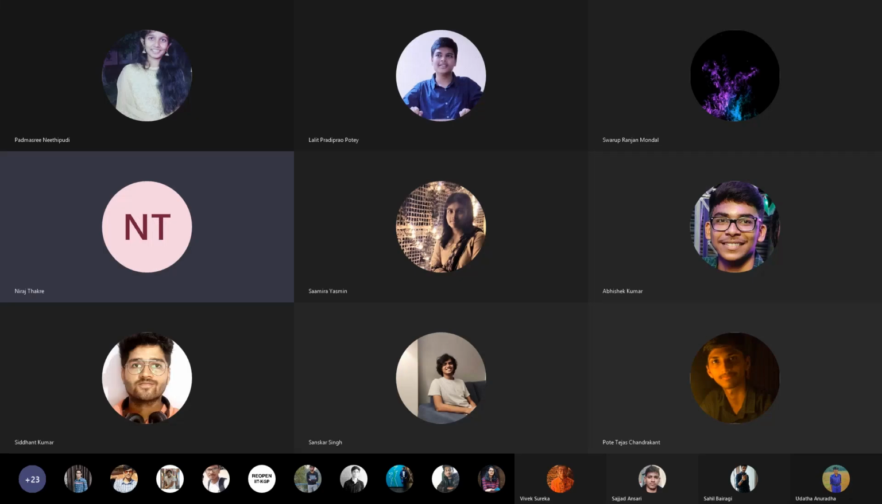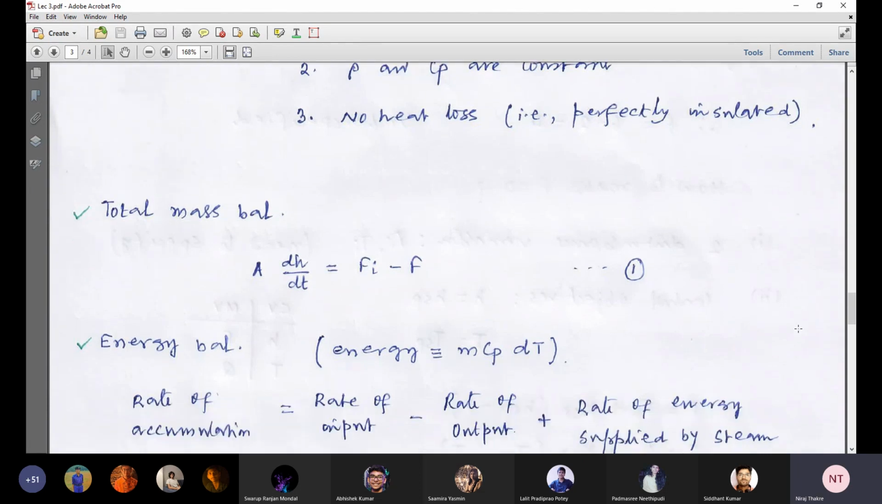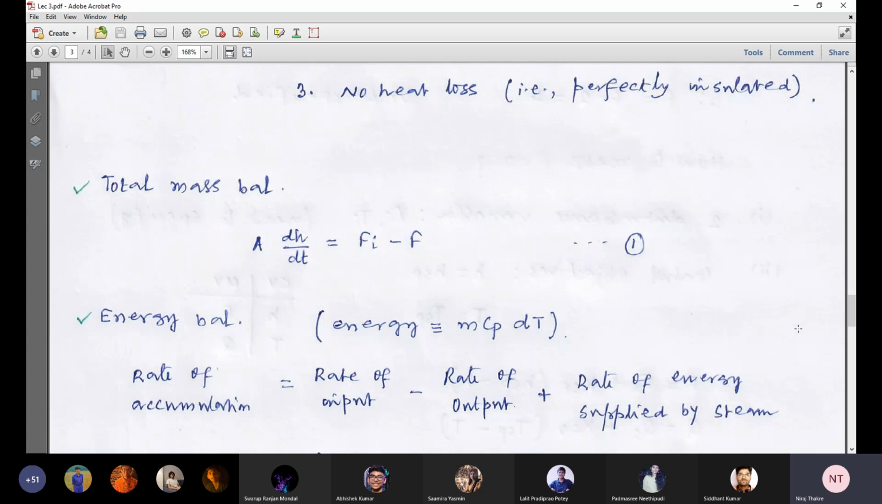To do the energy balance equation, you consider this term mCp delta T as energy. So this is the general equation, or conservation of energy equation, for this example heating tank system. Rate of accumulation equals rate of input minus rate of output plus rate of energy supplied by steam.